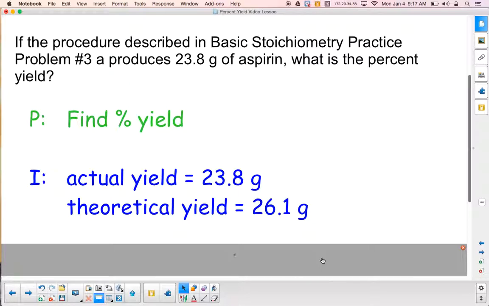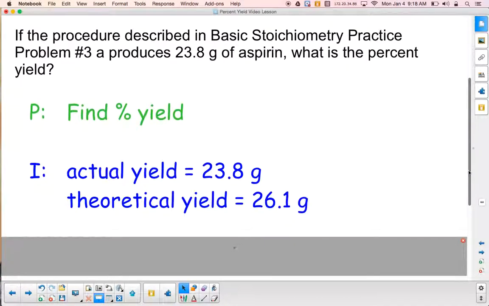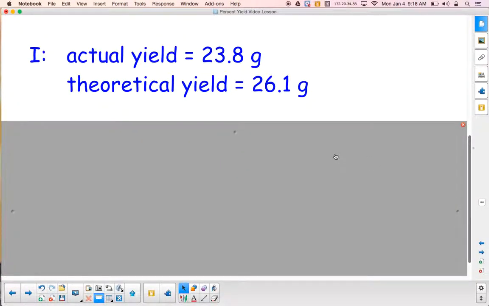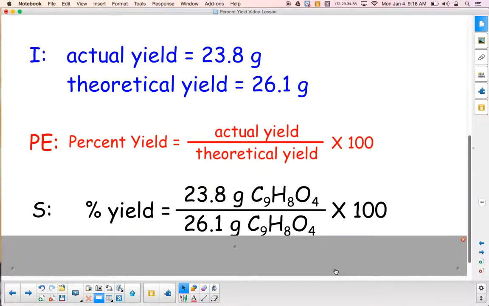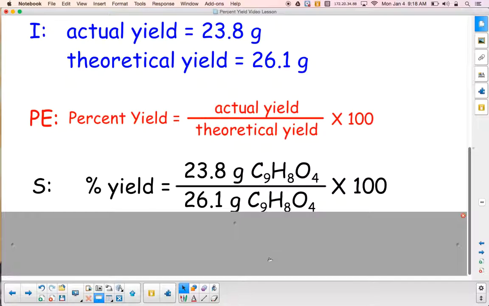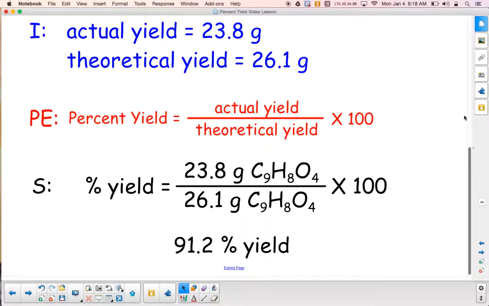And our theoretical yield is something that we calculated through stoichiometry, and that came from the original stoichiometry problem that we completed when we were doing the basic stoichiometry practice problems. And that's where we get the 26.1 grams. Our planned equation here is going to be to use our percent yield equation. Percent yield is actual yield divided by theoretical yield, times 100. If we plug all the parts and pieces in, we do the math, and keep 3 significant figures, we find out that this process went pretty well. We got a 91.2% yield when we completed the process in lab.